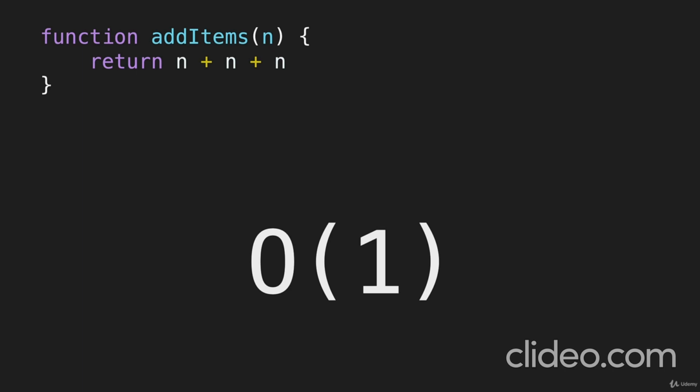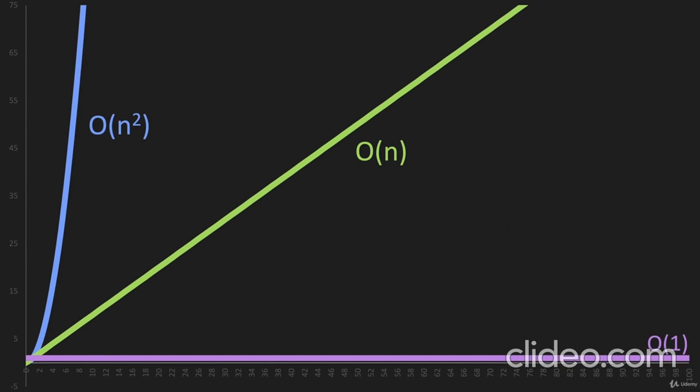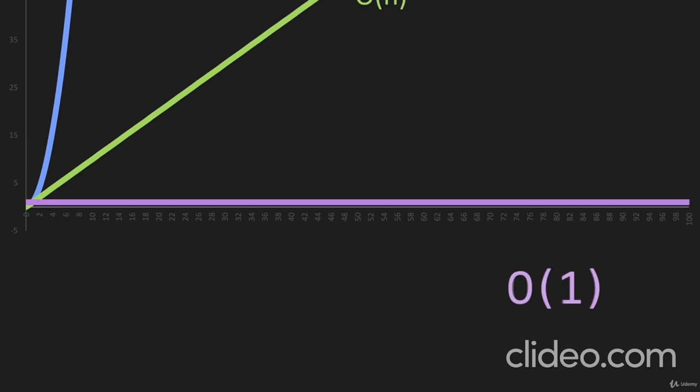So let's take a look at this on the graph. It's just a flat line across the bottom. It is the most efficient big O. Nothing is more efficient than O of 1. Remember, you will also hear this referred to as constant time. So if you hear that phrase, that is O of 1.